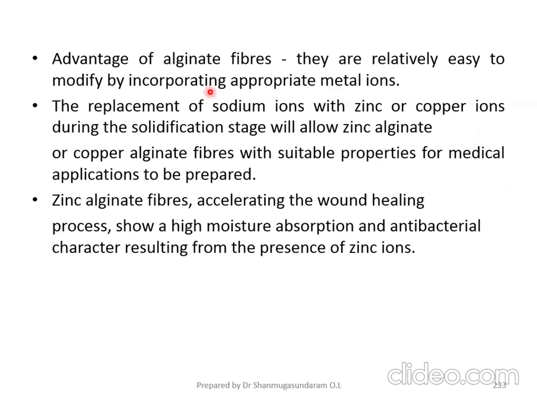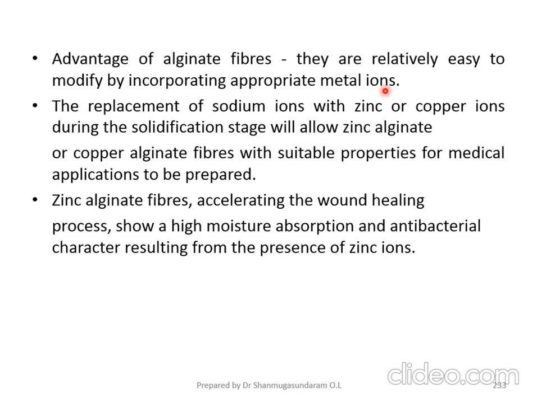So, the advantages of your alginate polymer. What are all the advantages? They are relatively easy to modify by incorporating appropriate metal ions. We have discussed the calcium alginate filament formation. Suppose I want to produce zinc alginate, what am I going to do? The coagulation bath has to contain zinc chloride. Instead of calcium chloride, your coagulation bath contains zinc chloride. Ultimately the fiber produced out of the wet spinning is your zinc alginate fiber.